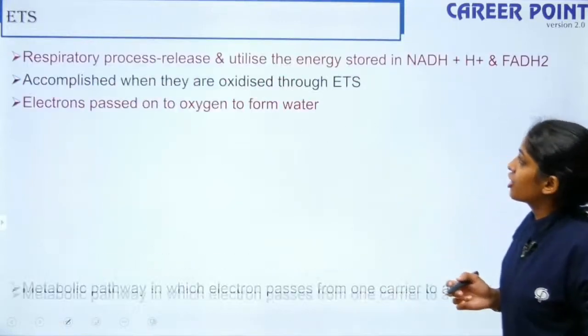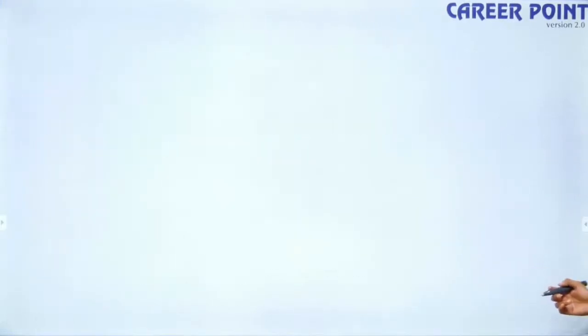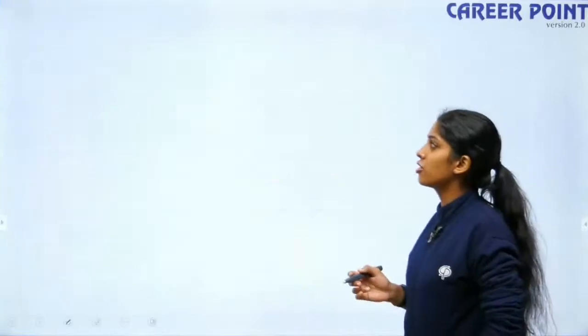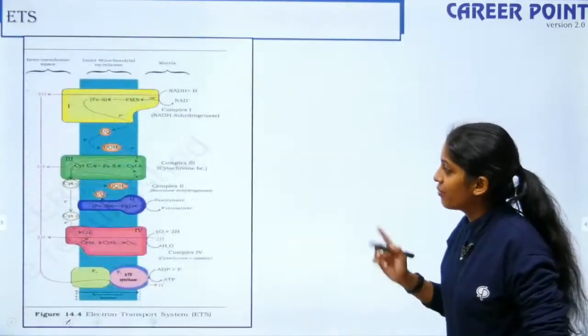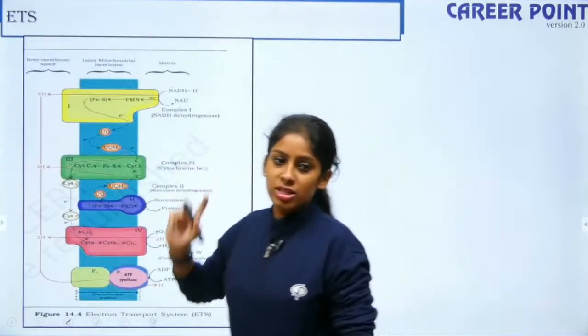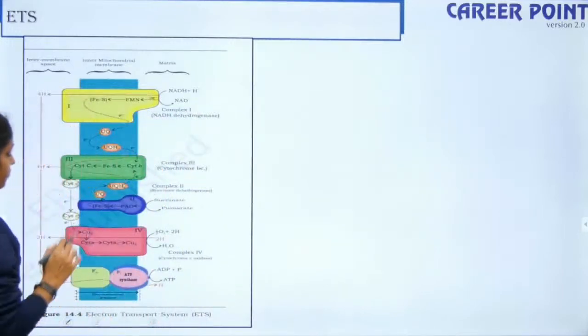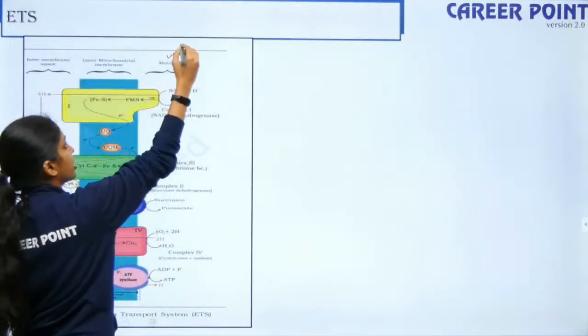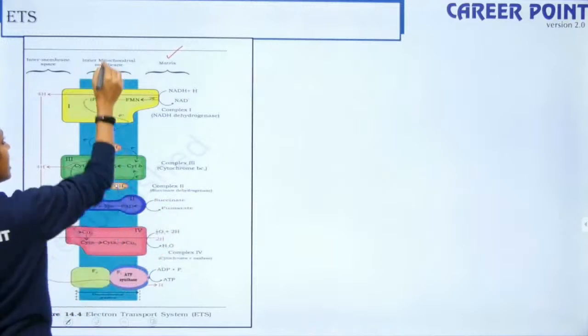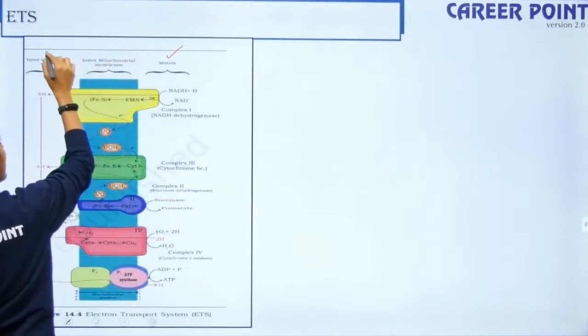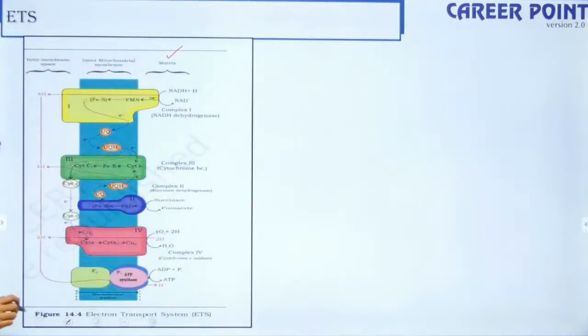Yeah. So in your electron transport chain, what happens? So this is the structure of your electron transport chain. So directly we'll go to the figure, okay. So this is your electron transport chain. So this is the matrix of the mitochondria. This is the inner mitochondrial membrane and this is the intermembrane space.